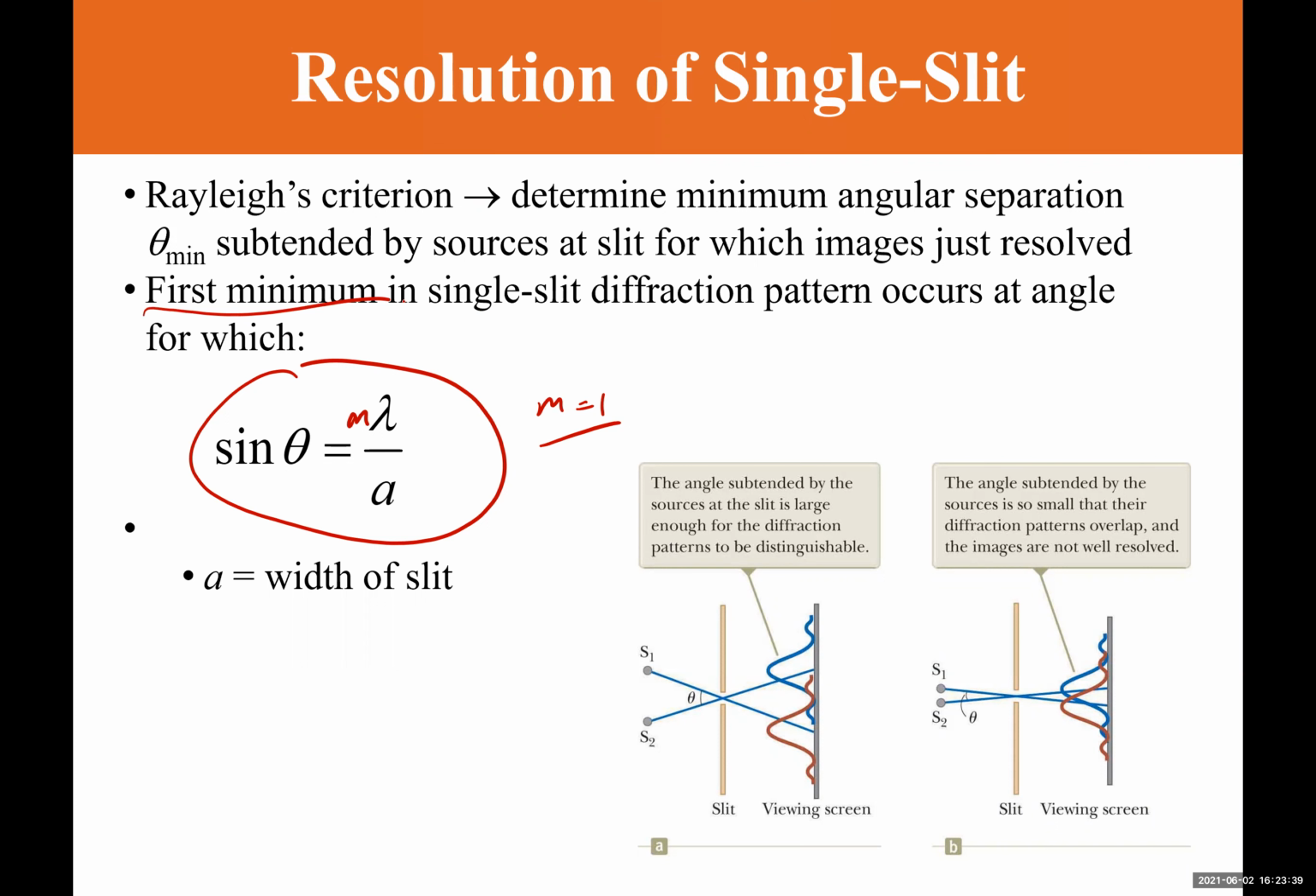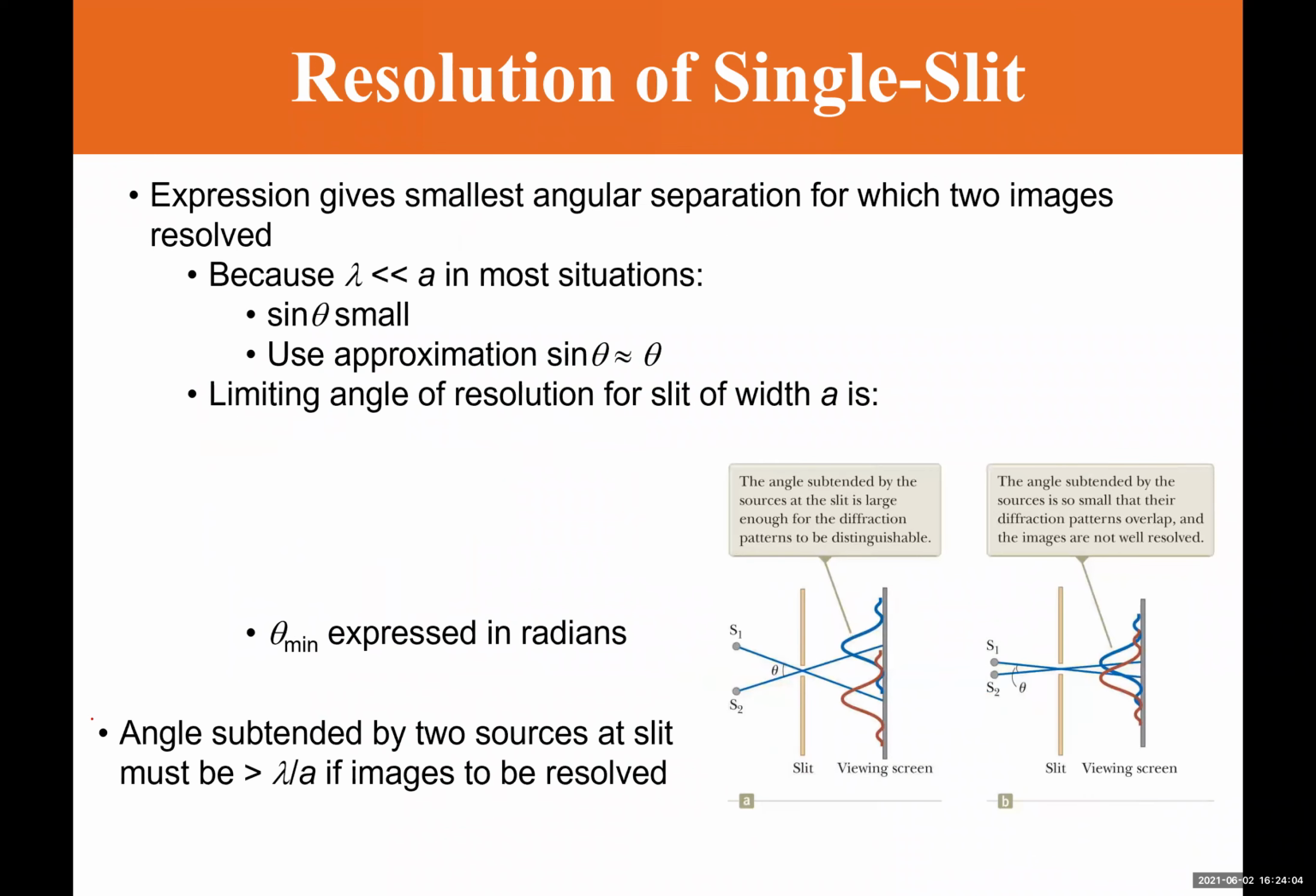So then we can look at this to be the minimum, right? So this is the minimum angle theta that we want. Generally, the sine of theta is approximately theta. So then we can just replace sine of theta with theta, and then we can say that theta minimum is equal to lambda over a, where m is assumed to be 1 in this case. All right. So that means this expression gives the smallest angular separation in radians for which two images are resolved.